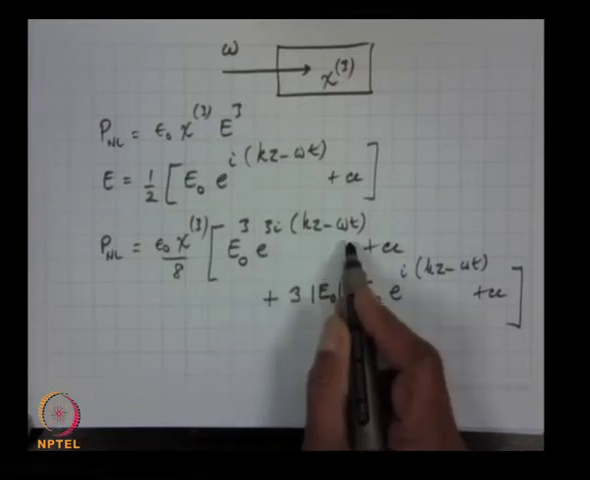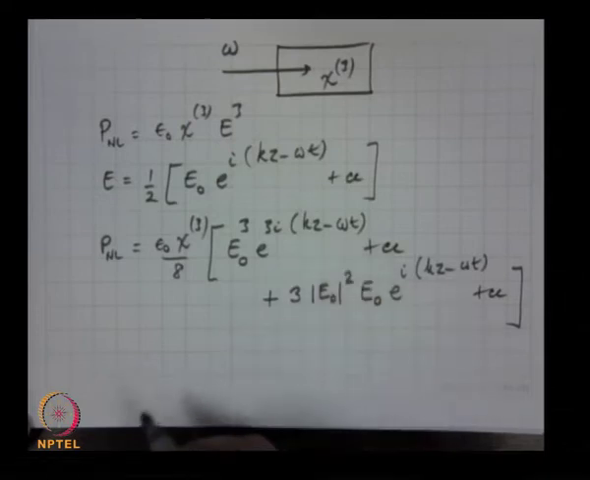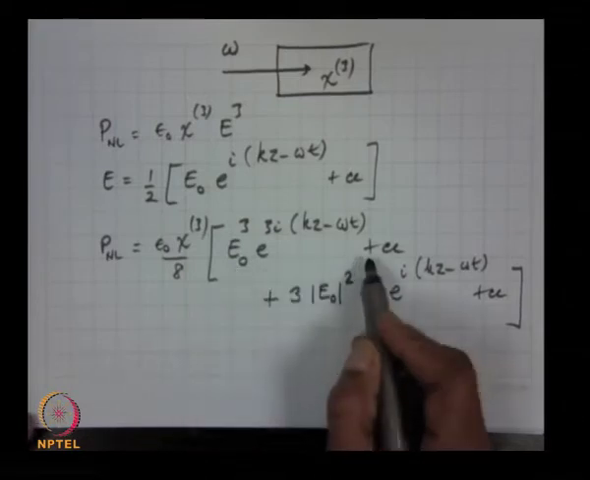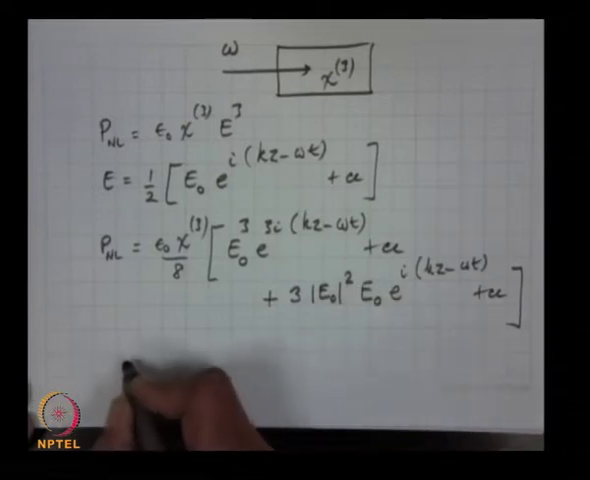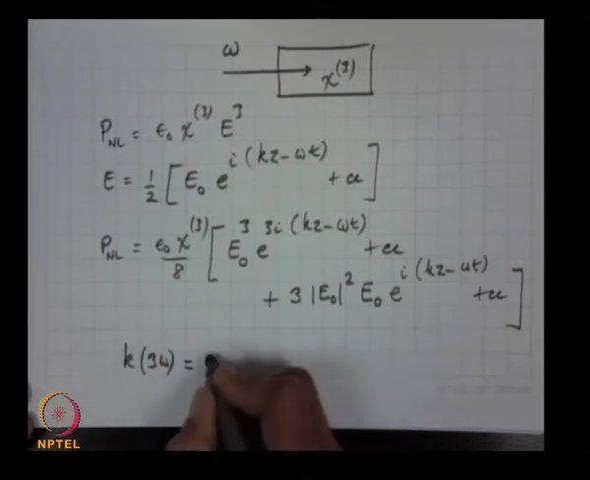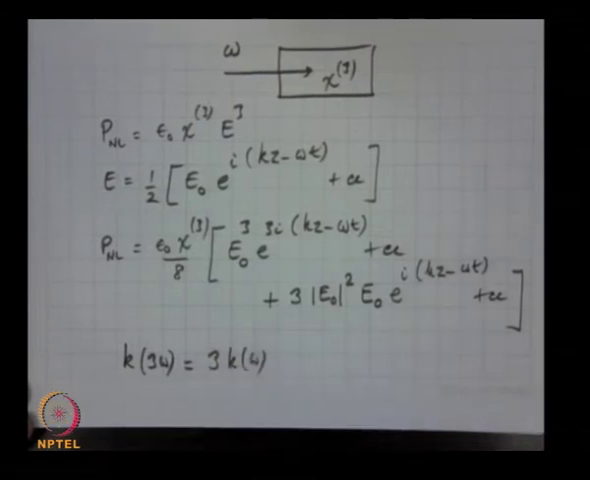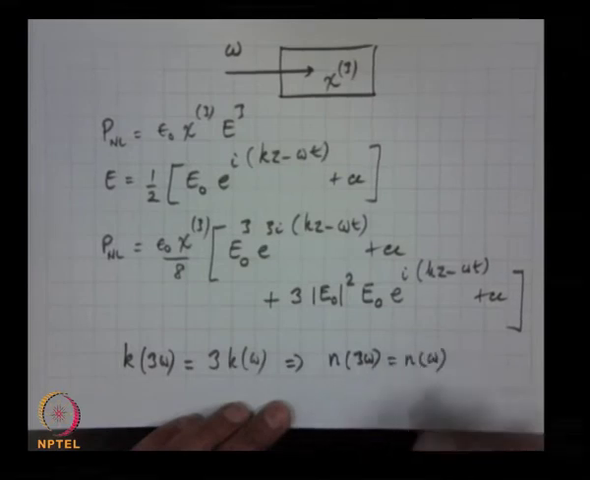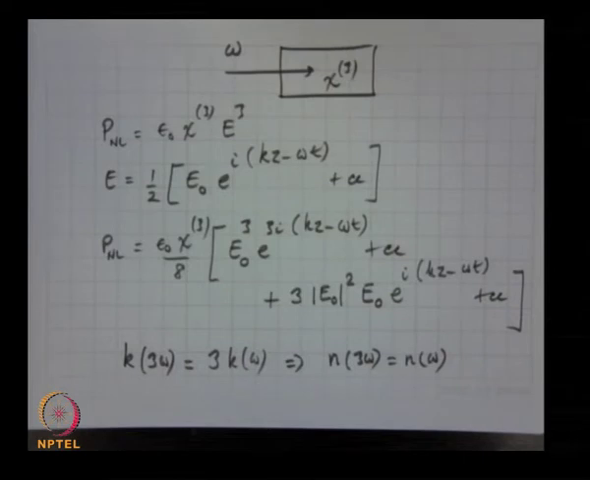What is the phase matching condition? What condition would I have to satisfy if I want this term to generate third harmonic? K at 3 omega is equal to 3 K at omega. The propagation vector of the 3 omega term must be equal to 3 times the propagation vector of the omega term. So can you tell me what this is in terms of refractive indices? N at 3 omega is equal to n of omega. Okay, so if I want to use this process for third harmonic generation, I can do so provided I have this condition satisfied.